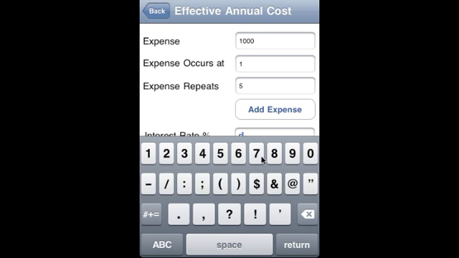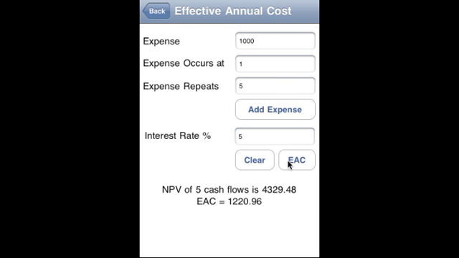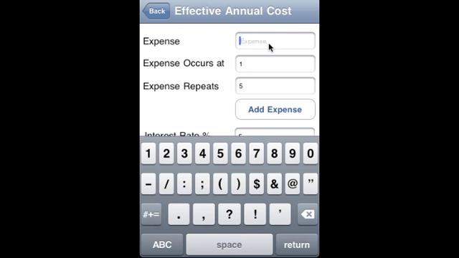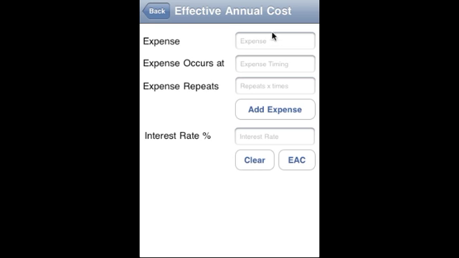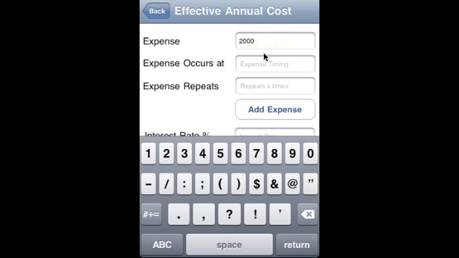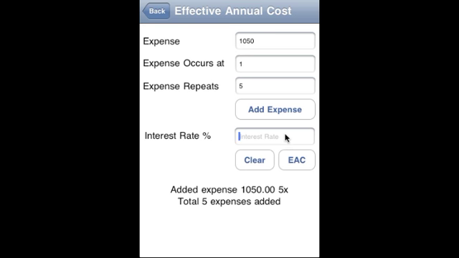Now say at a 5% interest rate, we will calculate the ESC, the effective annual cost. Now let us do the same thing. Let's clear up everything. Now $2,000, and the expense, let's make it reasonable, 1050, and it can happen at the first year, repeating for 5 years. Now we add the expense. With the same interest rate, this is the ESC. We see there is a difference in ESC.